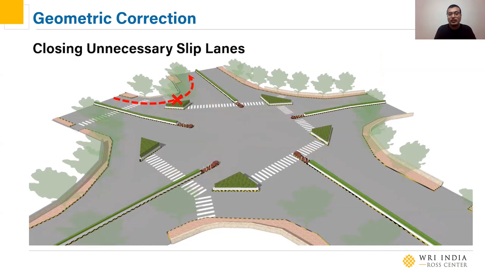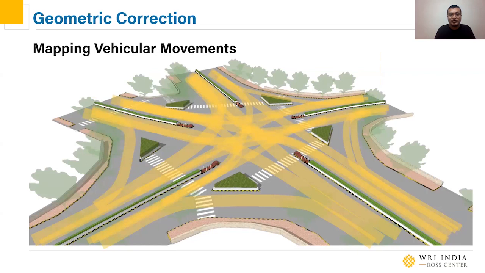Now, if you remember that earlier through counts, we realized that this slip lane was used by less than 1% of the total volume. Closing such unnecessary slip lanes helps in reducing conflict at the junction and also reduces pedestrians' exposure to the vehicle.